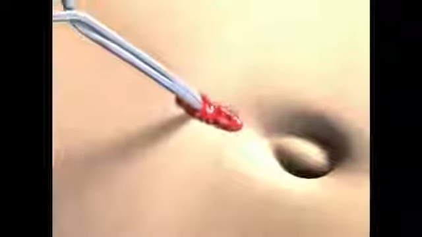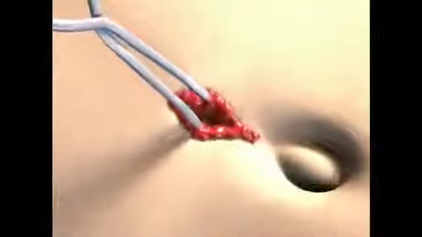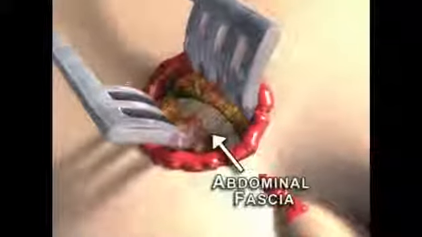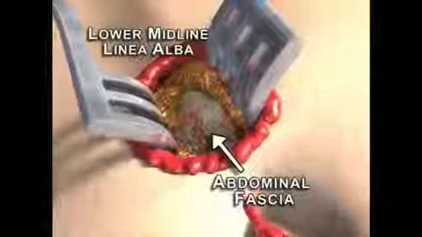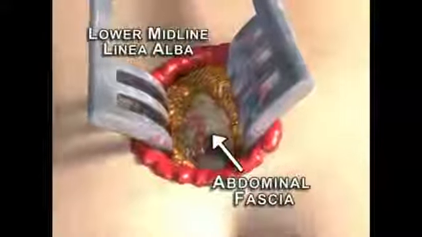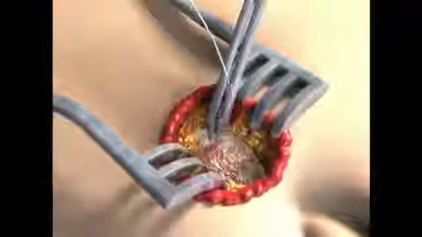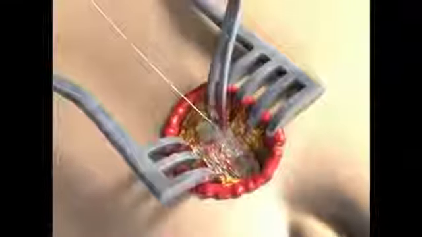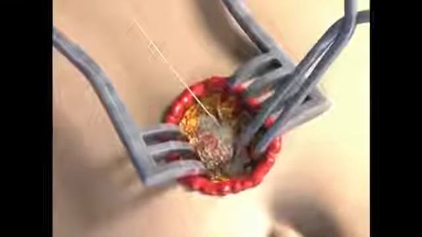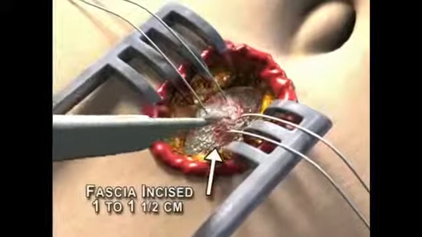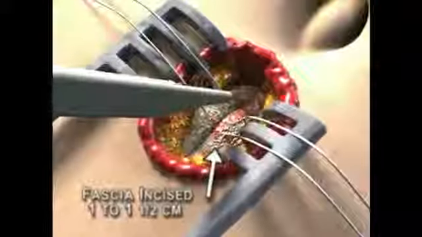The subcutaneous fat is spread bluntly with a hemostat or retractors until the anterior abdominal fascia is encountered. In the lower midline, this is the linea alba and represents a single fascial plane overlying the peritoneum. Stay sutures of 2-0 Vicryl are placed in the fascia on both sides of the incision. The fascia is then incised for 1 to 1.5 centimeters, again vertically.